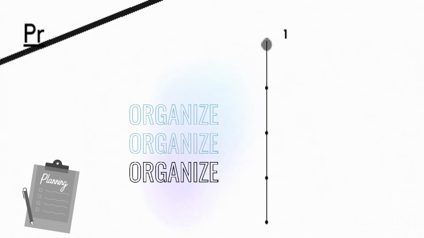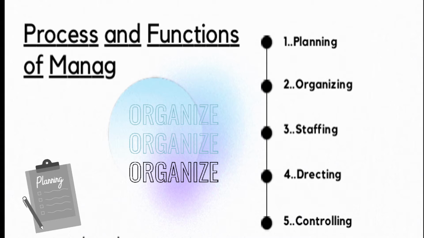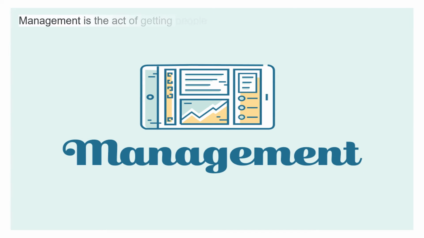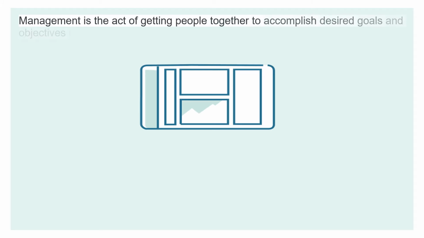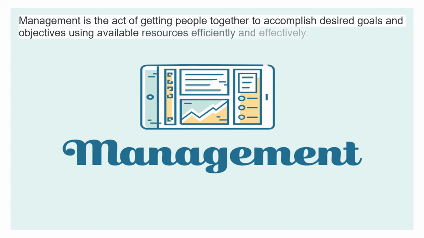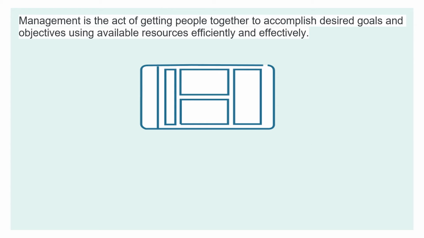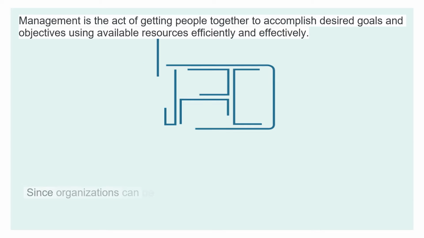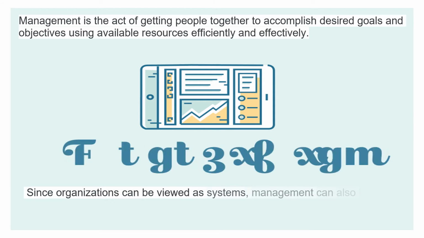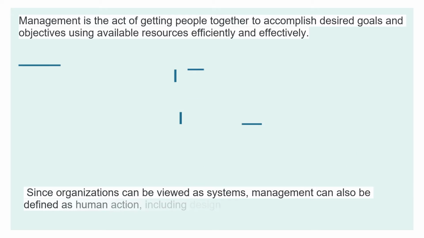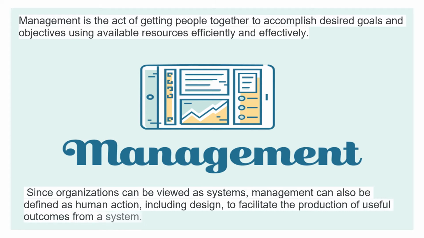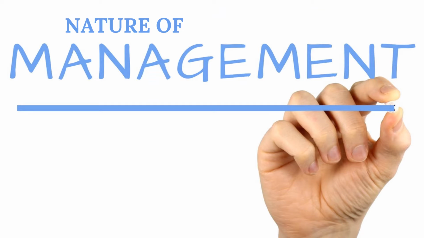corrective actions. Now, let's go to the definition of management. Management is the act of getting people together to accomplish desired goals and objectives using available resources efficiently and effectively. Since organizations can be viewed as a system, management can also be defined as human action including design to facilitate the production of useful outcomes from a system. Now, in the next slide, we will discuss the nature of management.